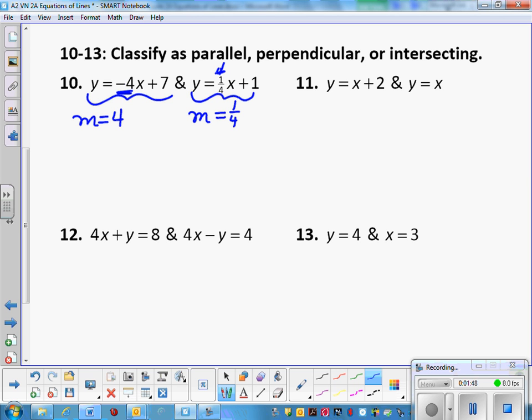Well, they're obviously not equal, so they're not parallel lines. So the next question is, are they opposite reciprocals? Well, I think I made a little bit of a mistake here. It looks like that should have a minus on it right there. So that first one's negative 4. So yes, they are reciprocals, and one's negative, one's positive. So we're going to say that these lines are perpendicular.